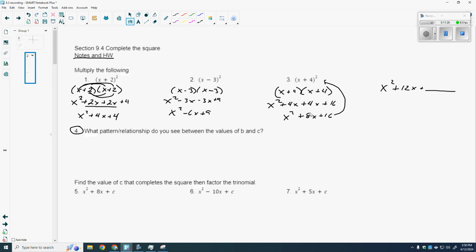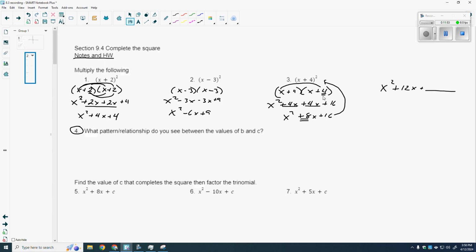If I look at this number here, where did the 8 come from? The 8 came from combining these two like terms. So if I'm given this 8 and I want to go backwards, I would divide by 2 to find out what these two numbers need to be. Where did those two numbers come from? They came from these two multiplied together.